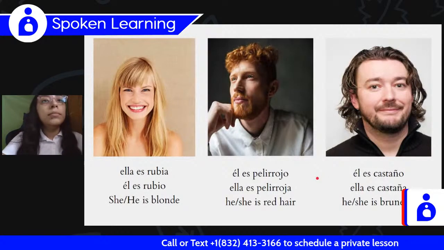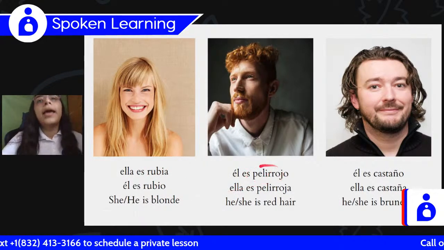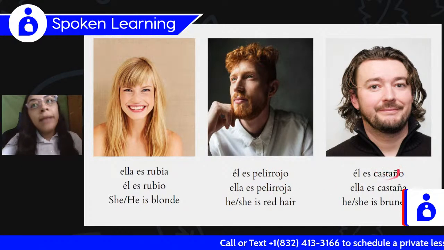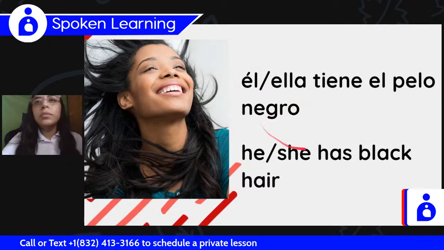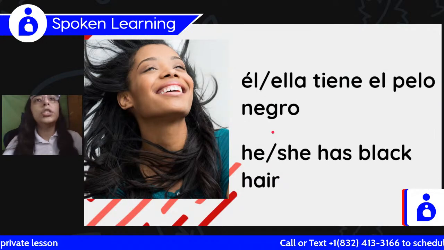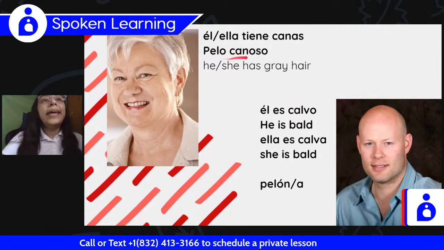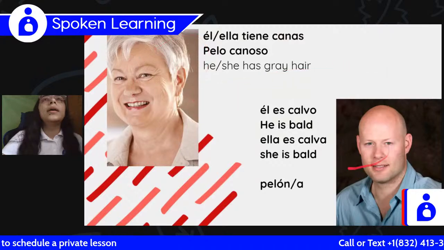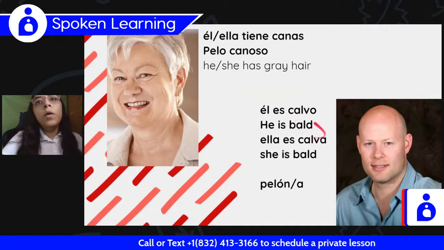Okay. If you are blonde, rubia o rubio. Redhead, pelirrojo o pelirroja. Brunette, castaño, castaña. And black hair, pelo negro or cabello negro. Remember, you can use either of those words. In this case, for gray hair, pelo canoso o ella tiene canas, in her case. And if you're bald, soy calvo. Calvo o calva.